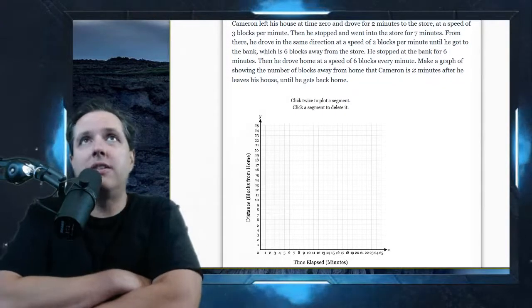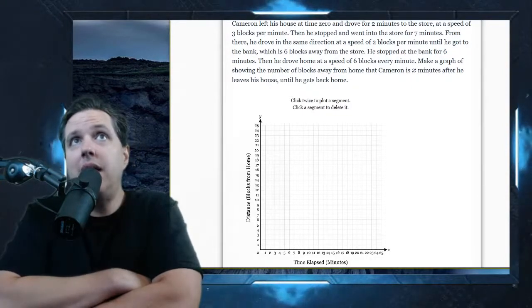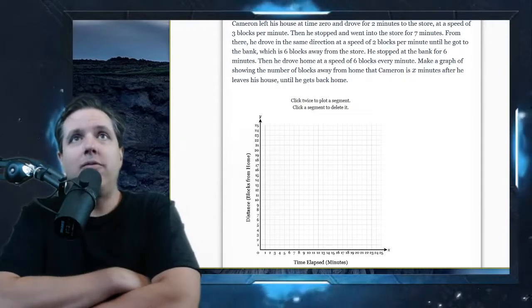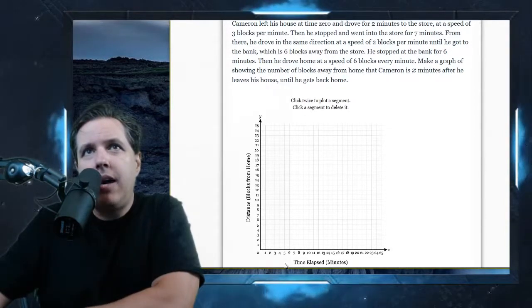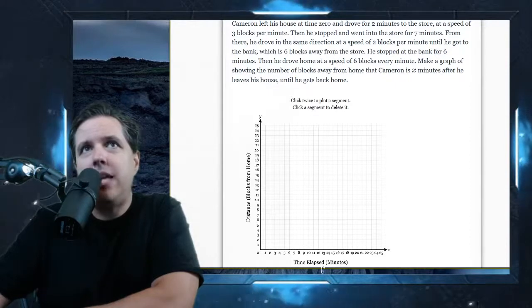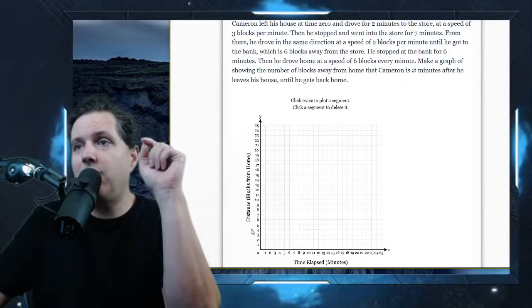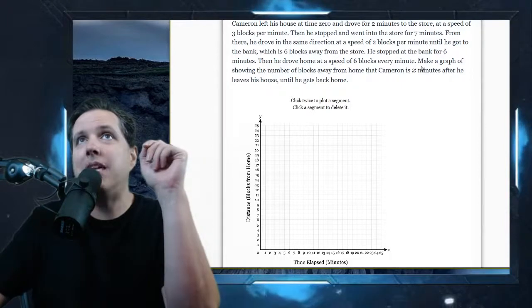Okay, so let's just make sense of this. Cameron left his house. Oh, and by the way, let's figure out what we're doing. At the bottom it says, make a graph showing the number of blocks away from home that Cameron is x minutes after he leaves his house until he gets back. Okay, first thing you always want to do, make sense of your graph. What does it represent? Like read it and go, okay, let's see. My x-axis is time in minutes. Okay, so I know anything that has to do with minutes, that's going to be left and right information. That's horizontal information is minutes. That's great because up here it'll say minutes on it.